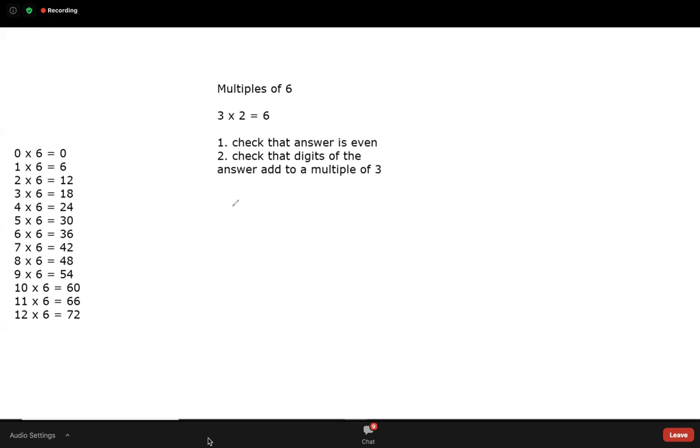Let's do some practice problems. So let's try 6 times 14. Go ahead and give 6 times 14 or 14 times 6. It's the same thing. Go ahead and give this one a shot.